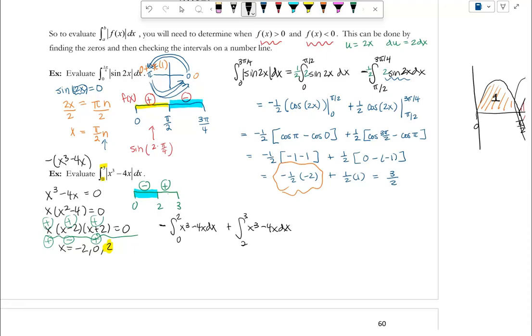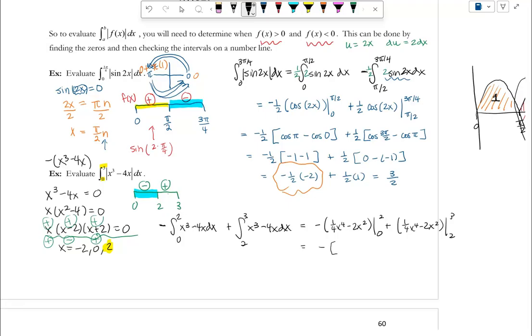All right, so when I go to find my antiderivative there, I'm going to keep my negative out front for this first one. So we would get 1/4 x to the 4th minus 2x squared. And that's what we're going to evaluate from 0 to 2. And then we're going to add to that 1/4 x to the 4th minus 2x squared, evaluated from 2 to 3. All right, so I'm going to keep my negative out front.